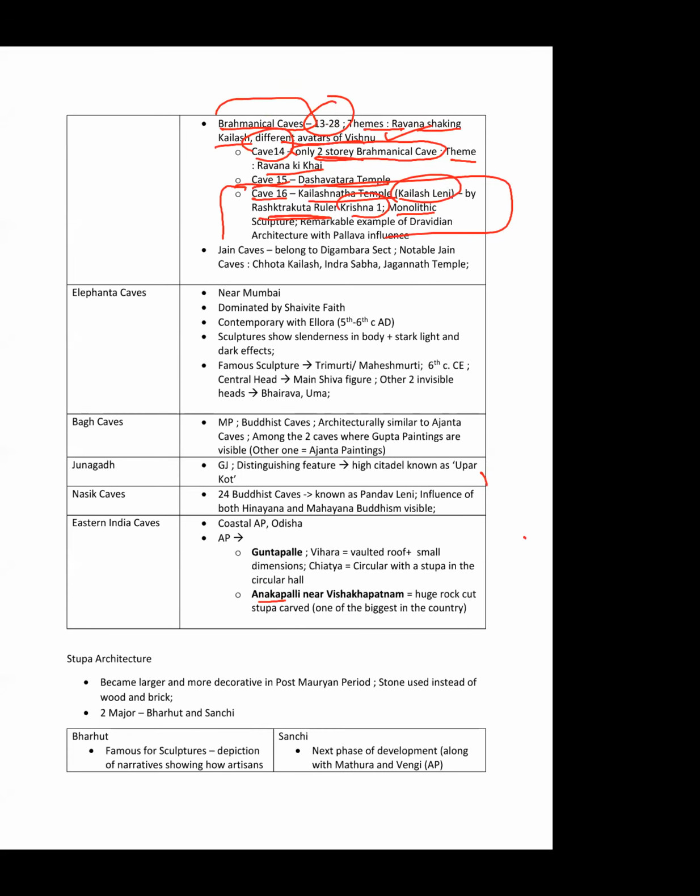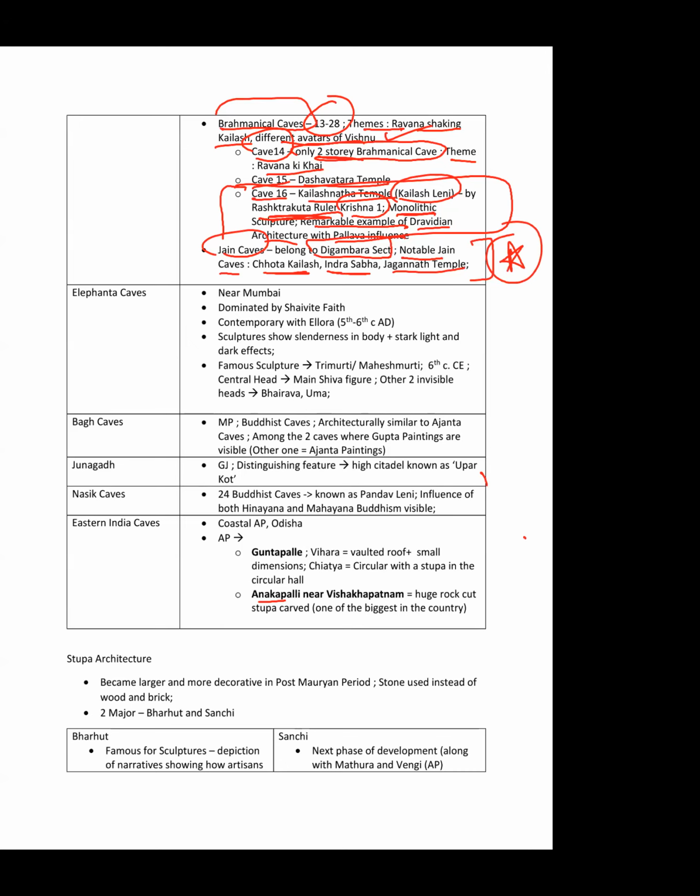Cave 16, Kailashnath temple, also known as Kailash Leni, by the Rashtrakuta ruler Krishna I. It is a monolithic sculpture, carved out of one rock. A remarkable example of Dravidian architecture with Pallava influence. Right? Jain caves belong to the Digambar sect. Notable Jain caves are Chota Kailash, Indra Sabha, Jagannath Temple. Just remember these names.